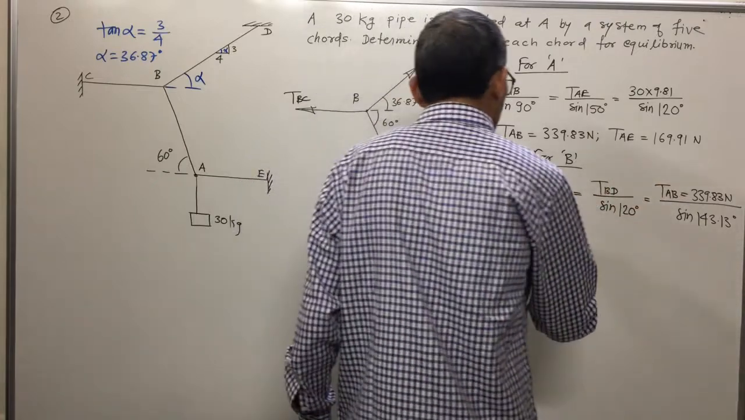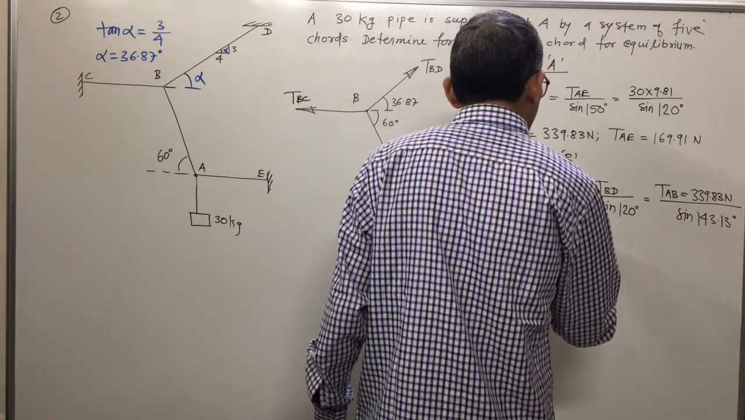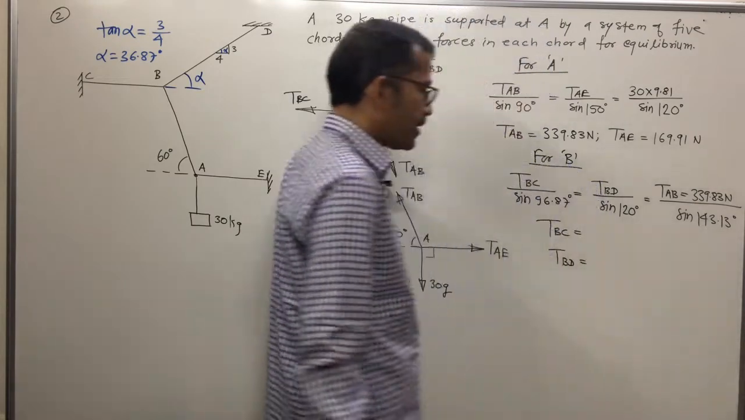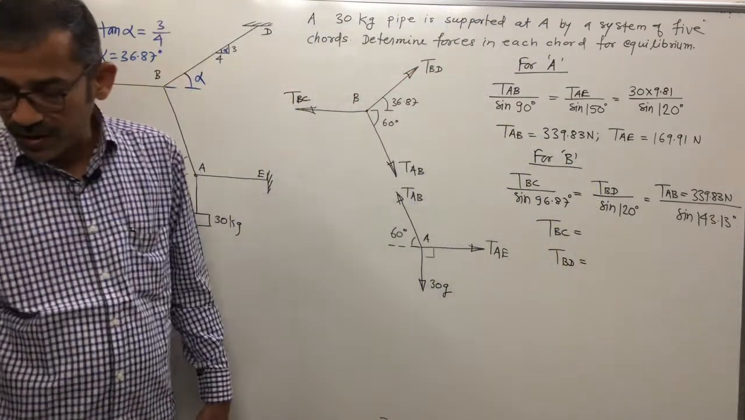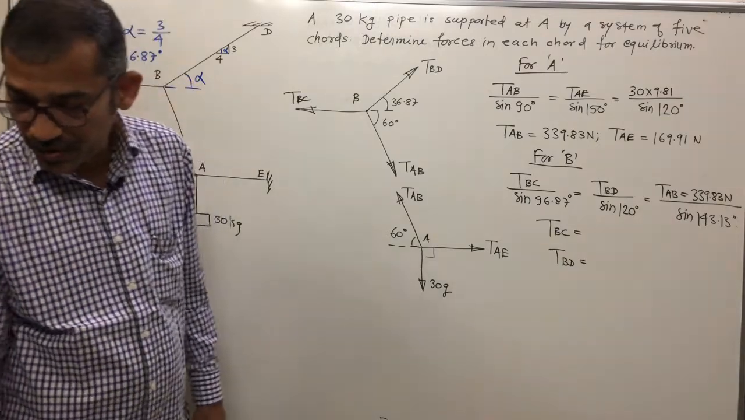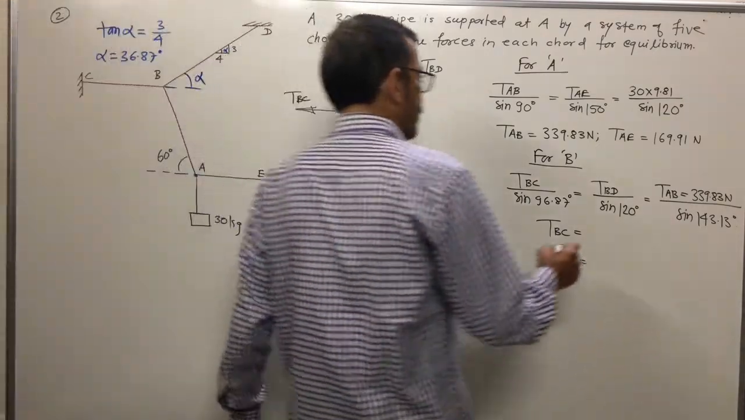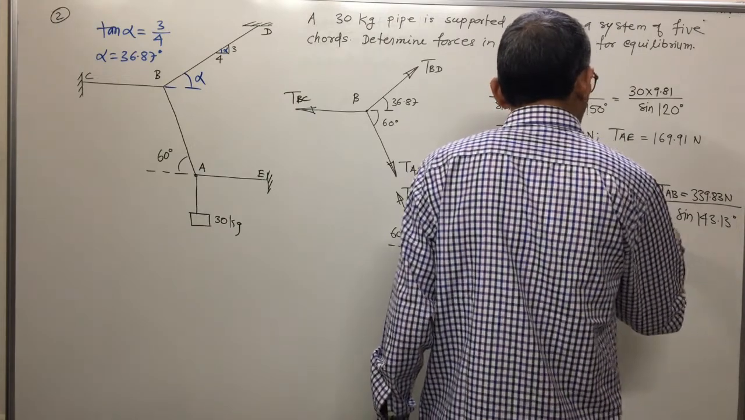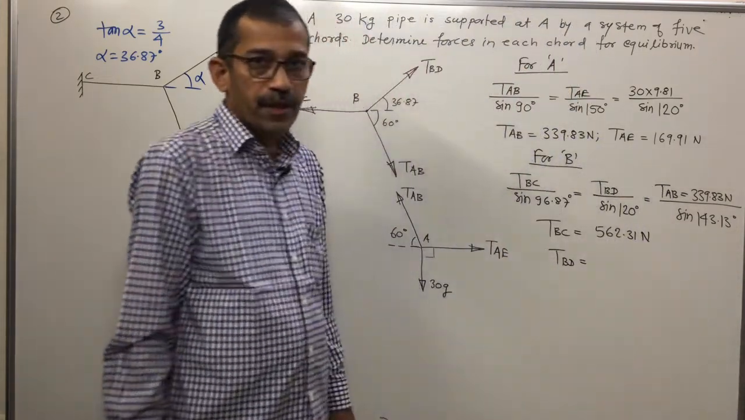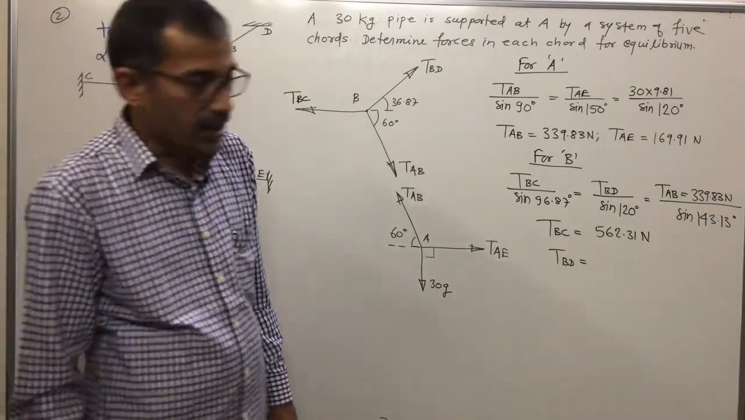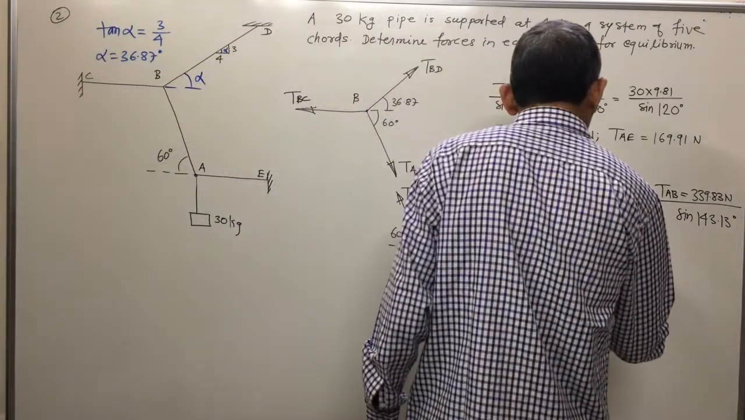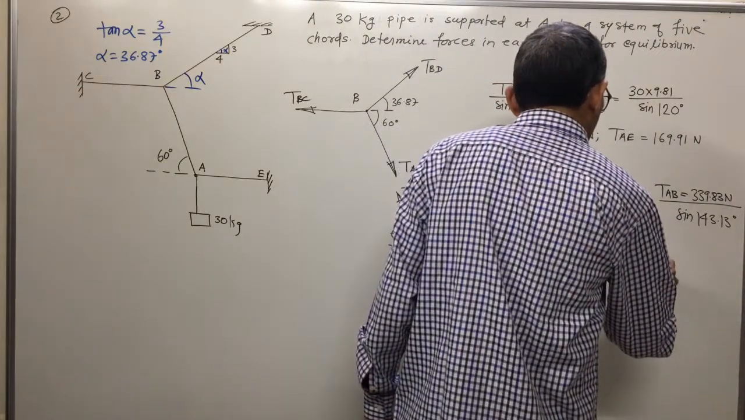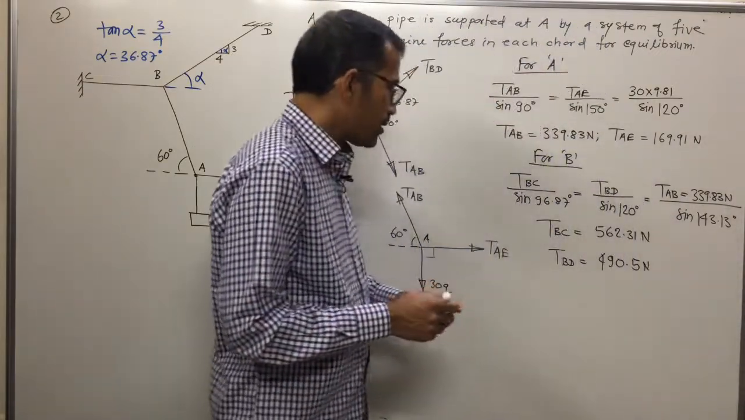Now you know TAB is known. That means using a calculator easily TBC and TBD are possible. Calculate how much TBC you are getting. This one comes out to be 562.31 Newton. And TBD comes out to be 490.5 Newton. Method clear? Very simple.